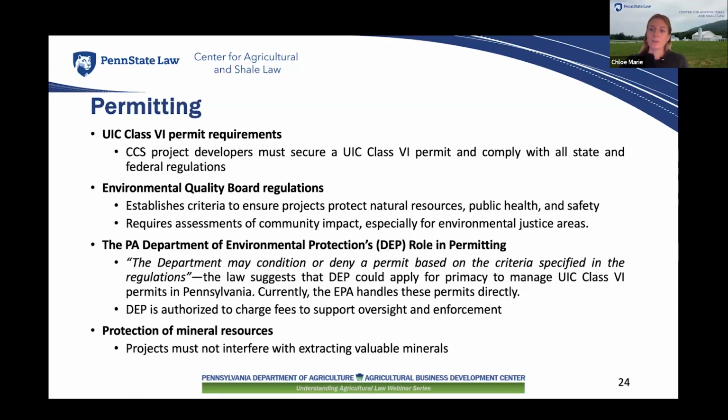What is interesting in this section is that the law gives the DEP the authority to add conditions to or deny permits based on these regulations. So this opens the door for DEP to apply to the EPA for primacy to issue Class 6 UIC permits. As I mentioned earlier, Pennsylvania does not currently have EPA-approved authority to manage UIC well permits. So the EPA is responsible for overseeing the program in the state and issuing permits directly.